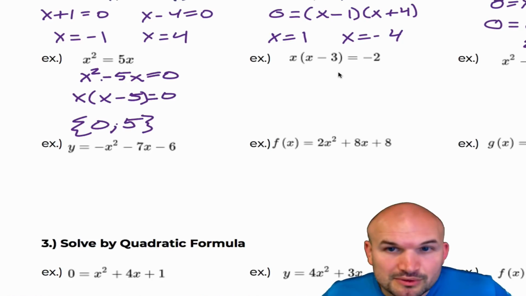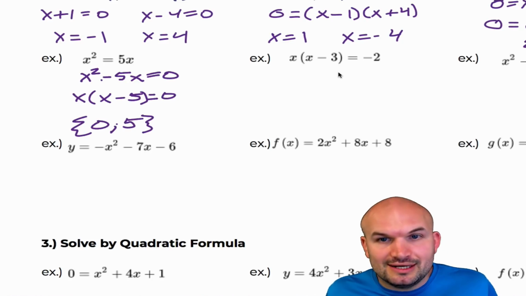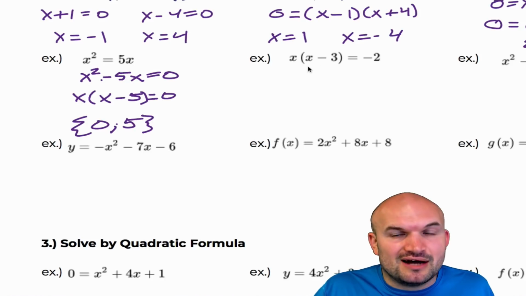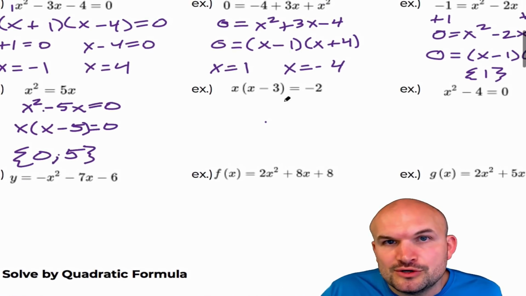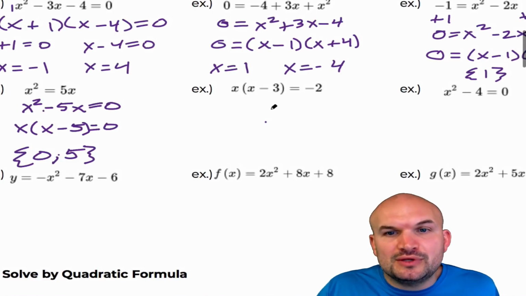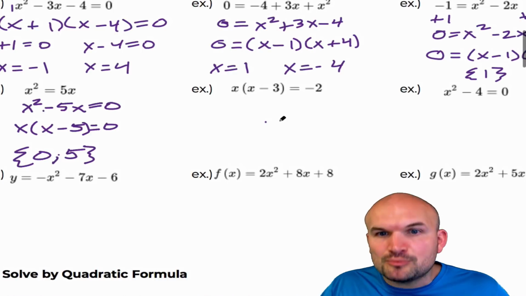Now, immediately people will look at this and say, well, let's go ahead and apply the zero product property again, right? It's already written as a factor. It's factored out. But the problem is it's not set equal to 0. It's set equal to negative 2. So when we're looking at it, we don't have the negative 2 product property. We have the 0 product property.